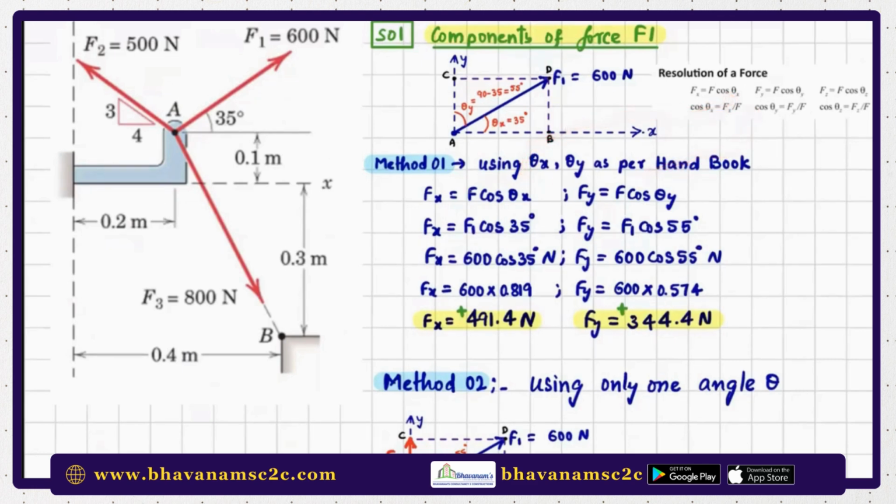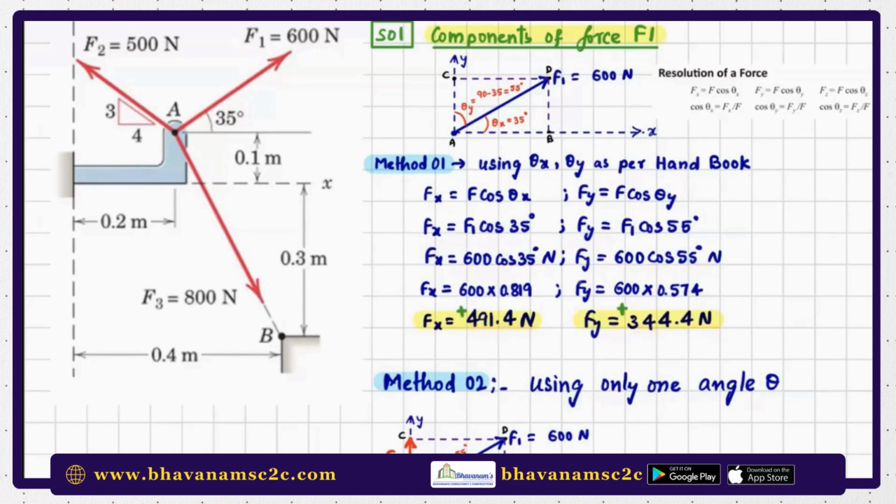Now, what is F here? My F here is our concerned vector F1. So place the F1 here instead of F, to be very particular, and theta x is 35. Similarly for Fy, it is F1 into cos theta y. There are three vectors, but we are talking about the first vector. So cos theta y is cos 55. The magnitude of this vector is 600. So 600 into cos 35 and 600 into cos 55 will be your Fx and Fy. Just feed the data, and you will get Fx as this and Fy as this.